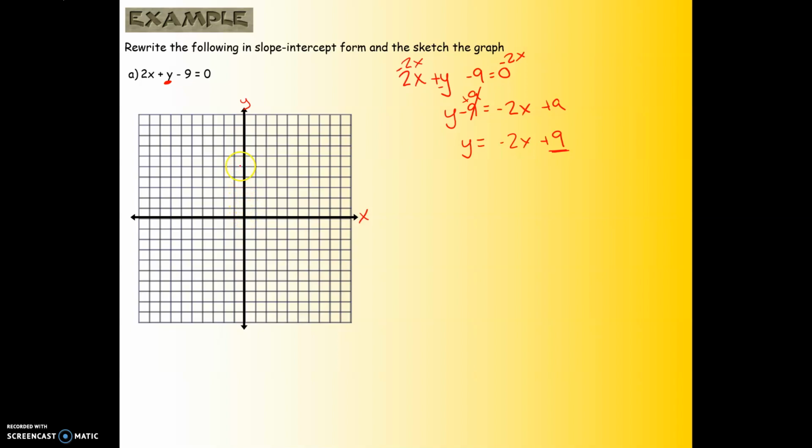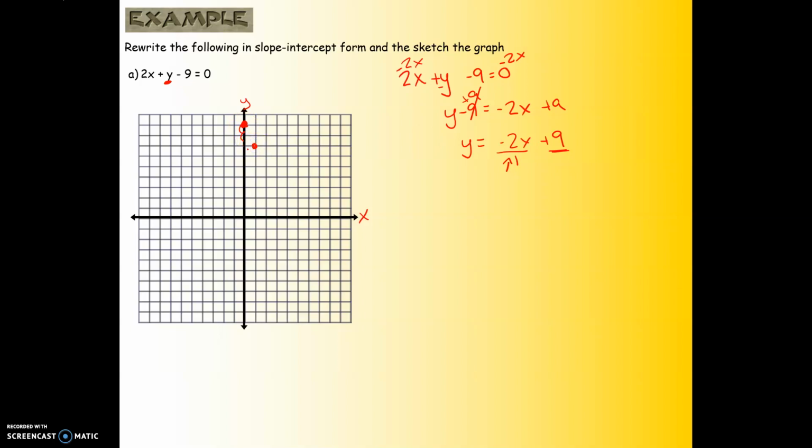There we go. And here's my slope. Now if I want to give it a bottom, so if I want to write it as a fraction, I'm just going to put it over 1. So it's -2 over 1. The negative means I go down. So I go down 2 to the right 1.